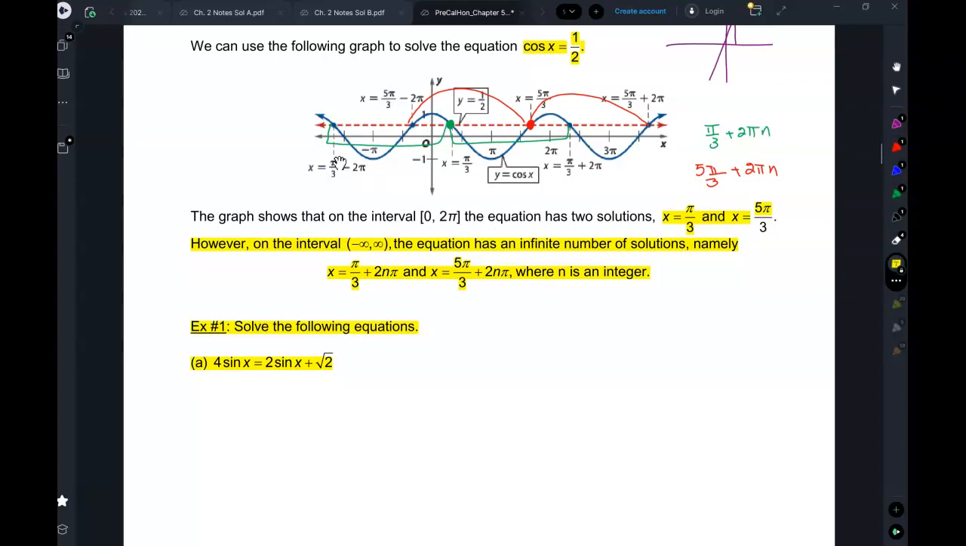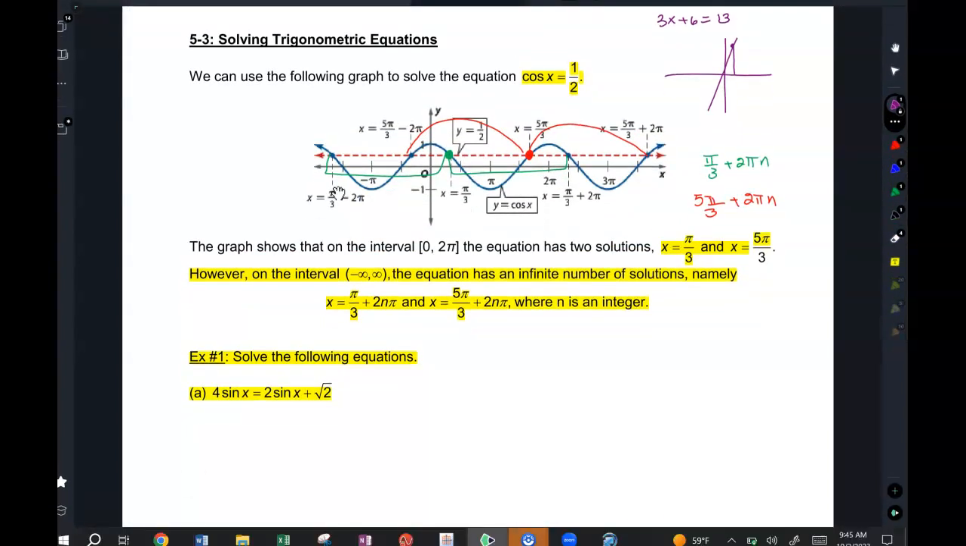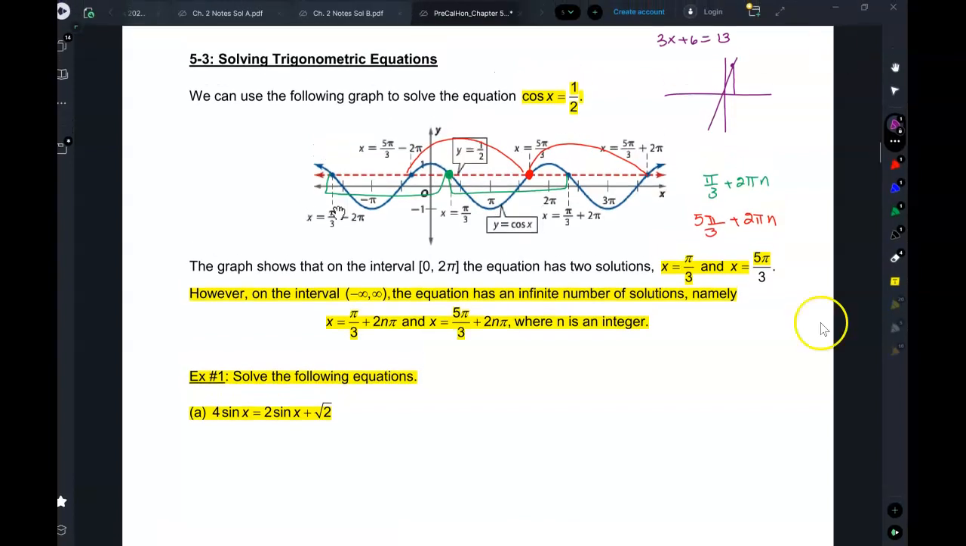So in one rotation of the unit circle, right? Cosine is 1/2 at what and what? At 2 points, pi over 3 and 5 pi over 3. Okay? But then if I go from negative infinity to positive infinity, over the entire domain, then x is equal to pi over 3 plus 2n pi. x is equal to 5 pi over 3 plus 2n pi.